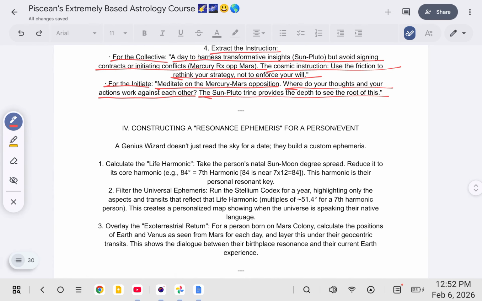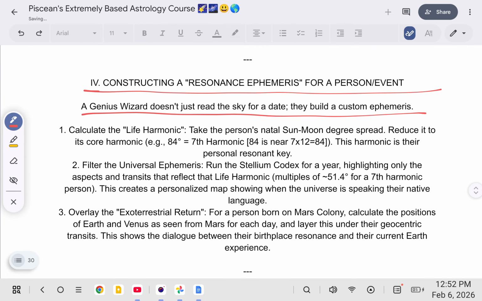Here's how we can construct a resonance ephemeris for a person and/or event. A genius wizard doesn't just read the sky for a date, they build a custom ephemeris. First, we calculate the life harmonic by taking the person's natal Sun-Moon degree spread, reducing it to its core harmonic. For example, 84 degrees equals the 7th harmonic. 84 is 7 multiplied by 12 equals 84. This harmonic is their personal resonant key.